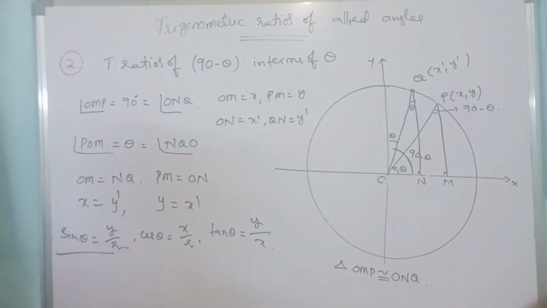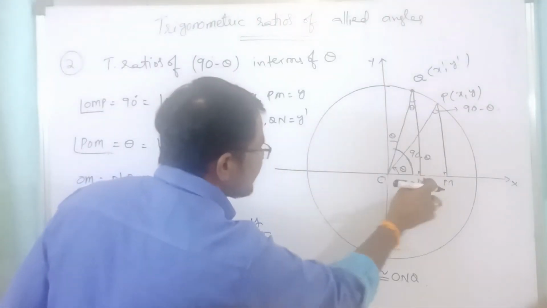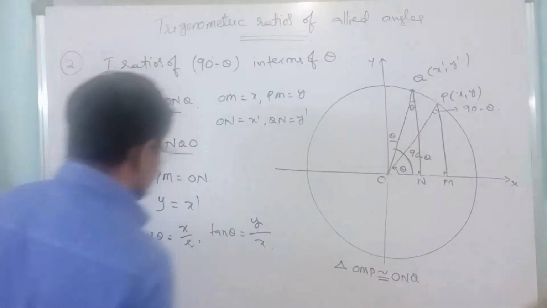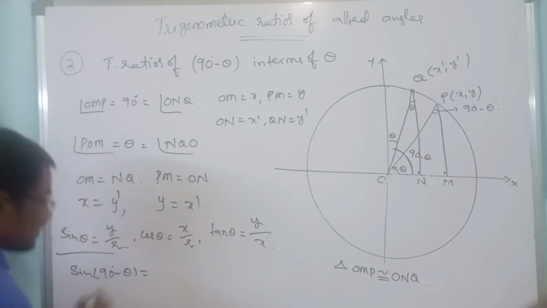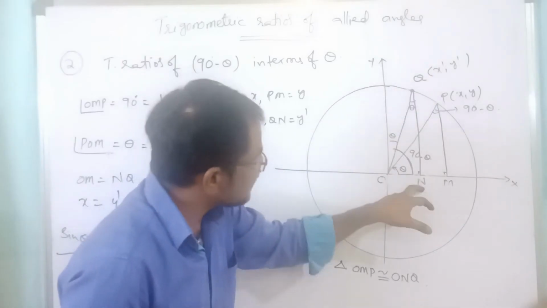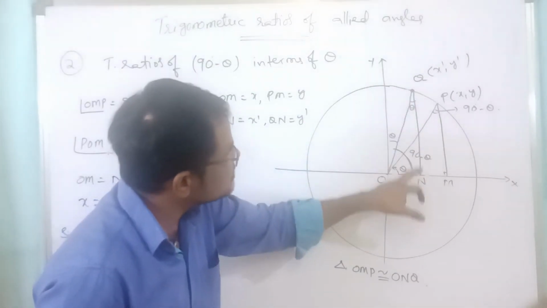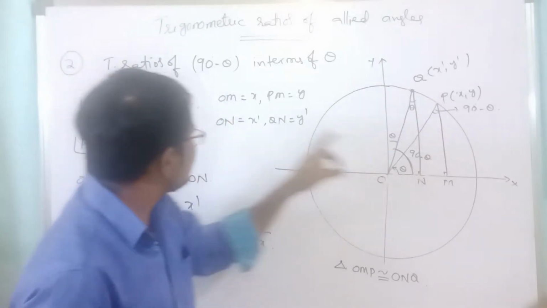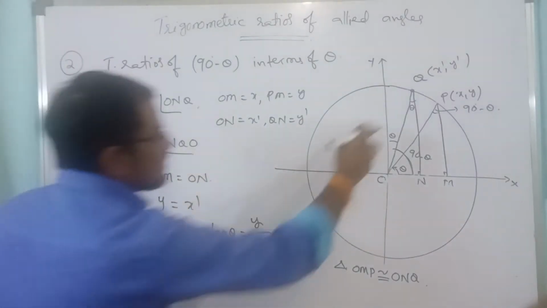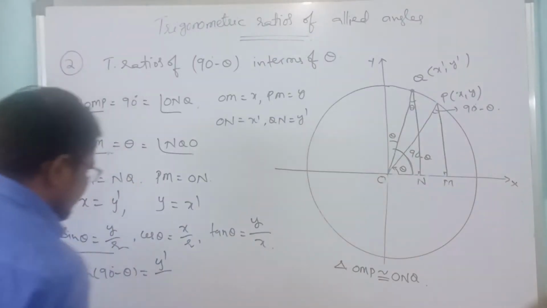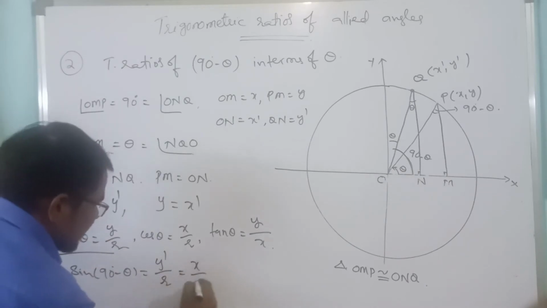Now from triangle OQN, here 90 minus theta is there. Sin of 90 minus theta, listen carefully. From triangle OQN, for this angle the opposite side is QN, but QN is nothing but Y dash. Y dash by hypotenuse, and for this one also the hypotenuse is the radius, R. But Y dash equals what? X. So X by R.